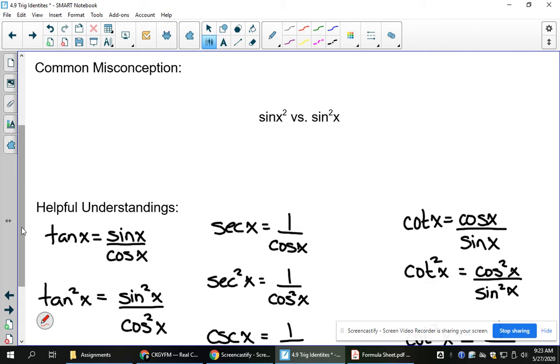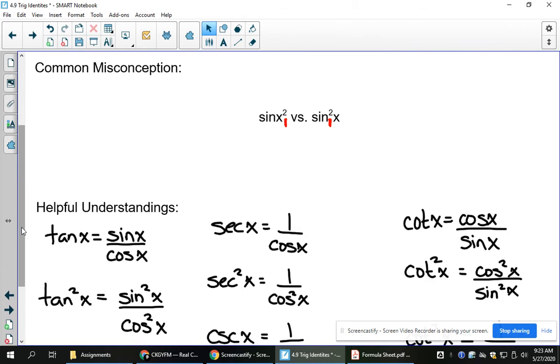Sine squared and sine x squared. These are two very different things that students get confused. And you'll notice that it's really a slight difference. It's just whether the squared is between sine and x right here, or whether it's after the x. And just by putting in brackets, this will clear this up for you.